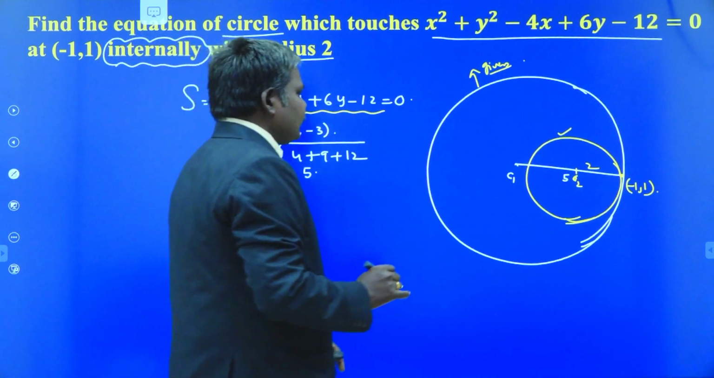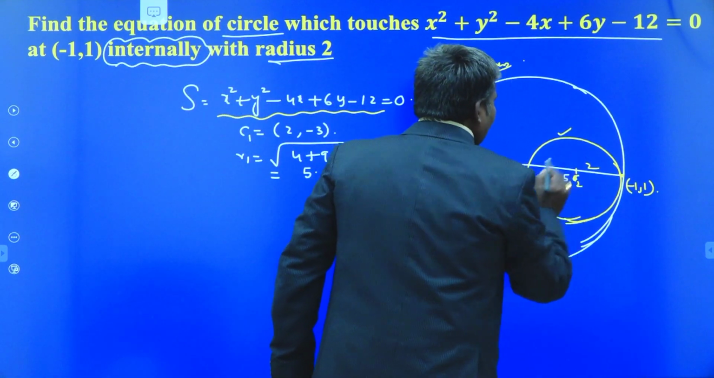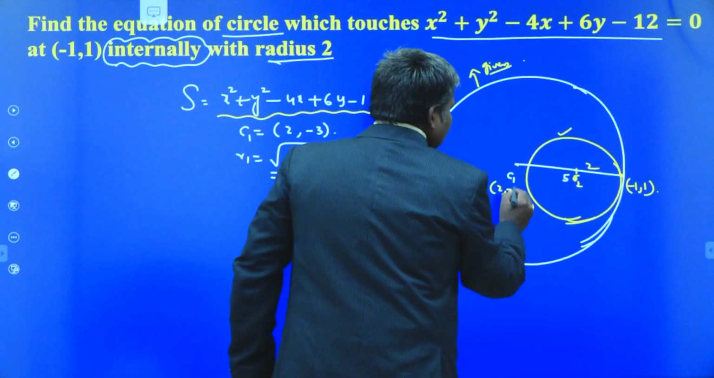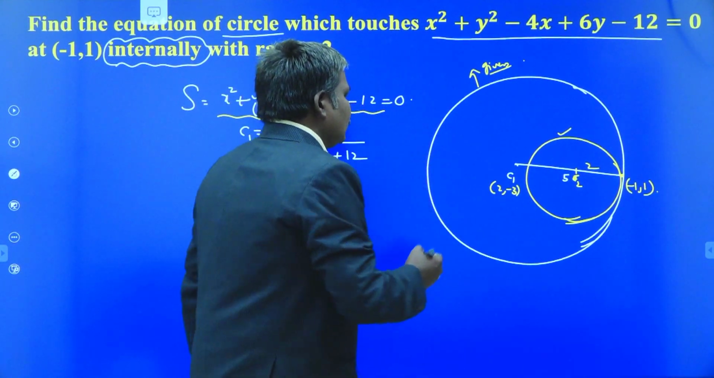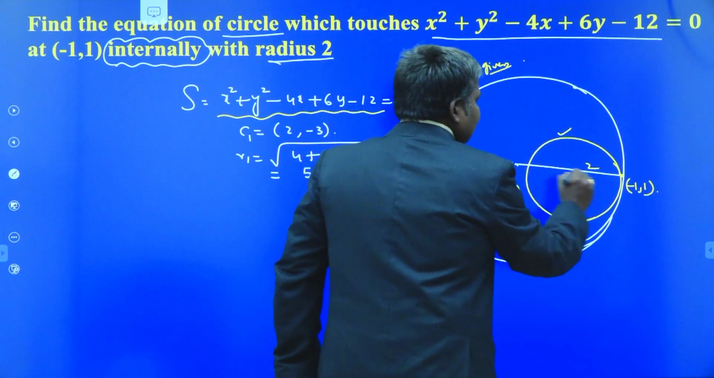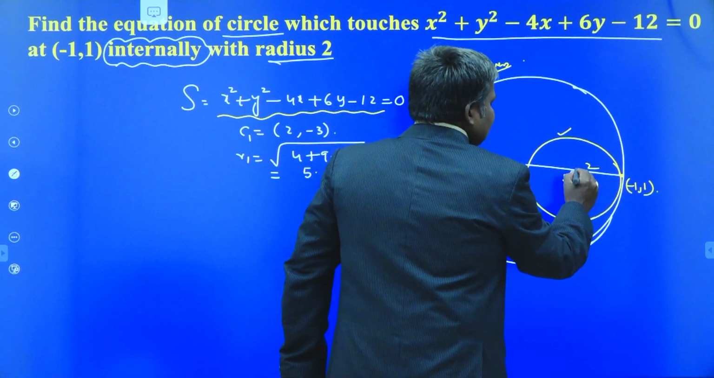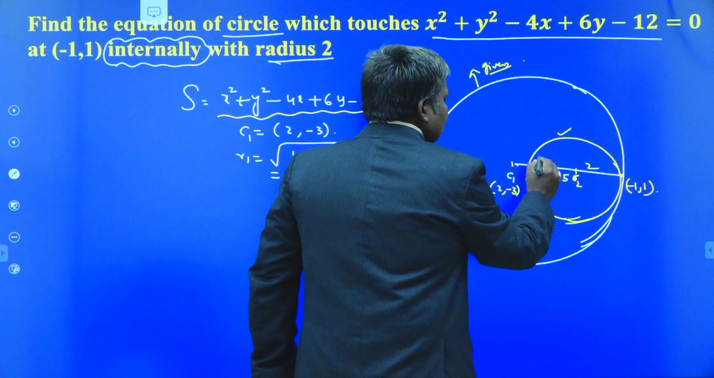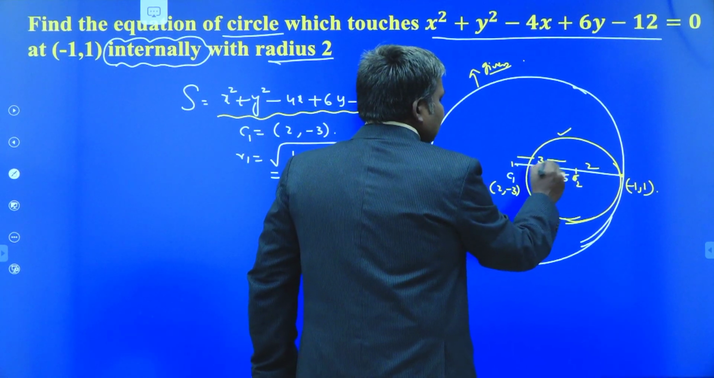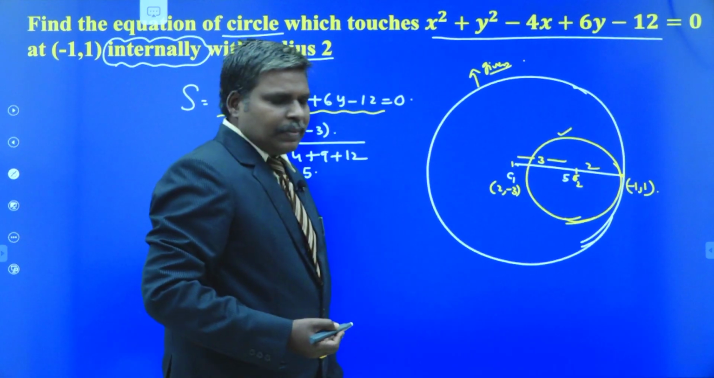From the figure itself, can I find the coordinates of C2 or not? What are the coordinates of C1? 2 comma minus 3. My dear students, what is the distance from here to here? 5 units. The distance from here to here is 2 units. So the remaining distance is how much? 3 units. 3 plus 2 is 5. Am I correct or not?